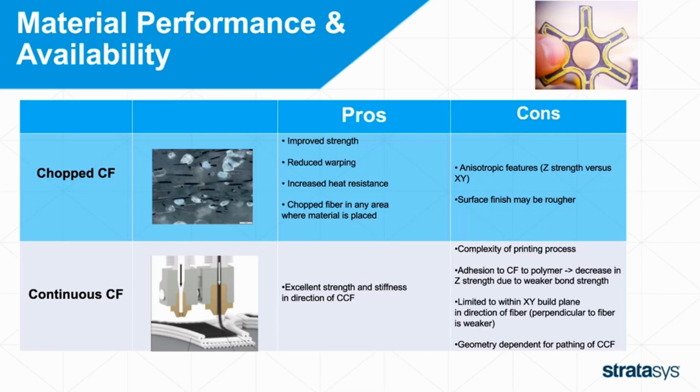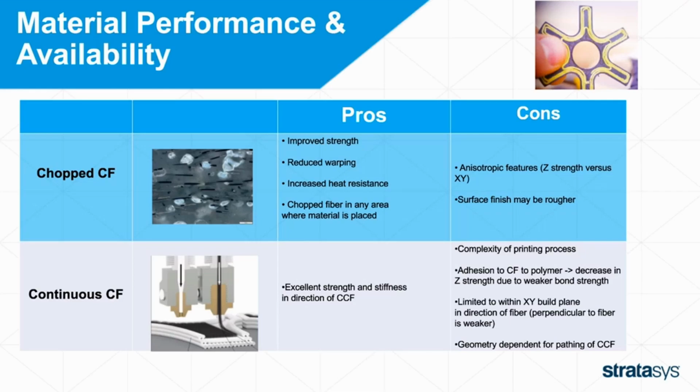For the continuous carbon fiber, it does a really good job of increasing the strength and stiffness in the direction of the carbon fiber. Let's say all the carbon fiber is running along the length of the part, and we're applying a load in that direction. It's going to be really advantageous there. But perpendicular to that fiber, we don't have that increase in strength from it. The continuous carbon fiber also adds complexity to printing it.